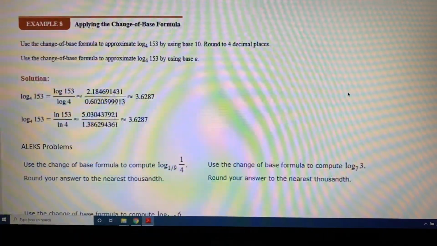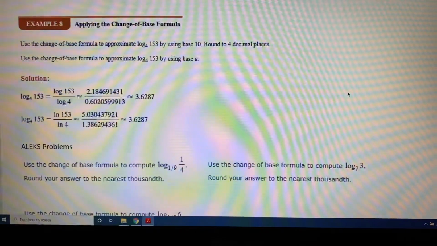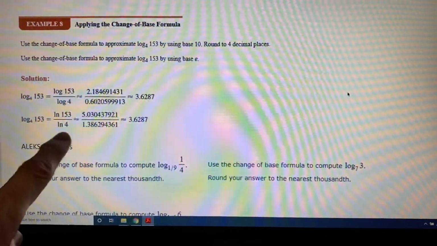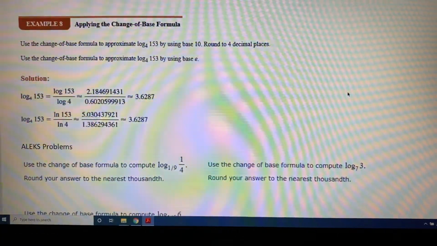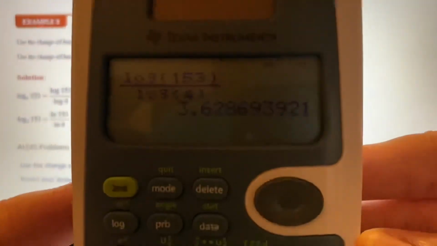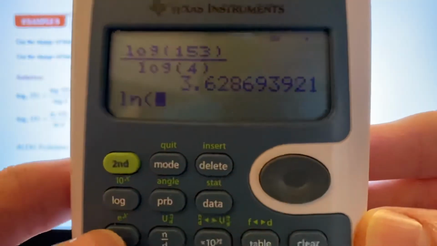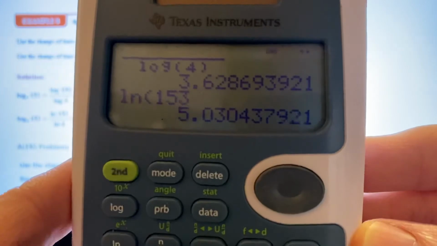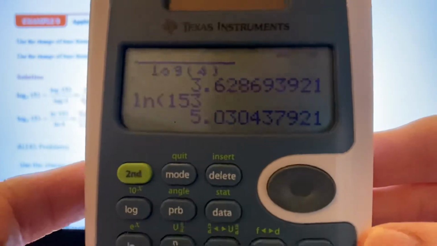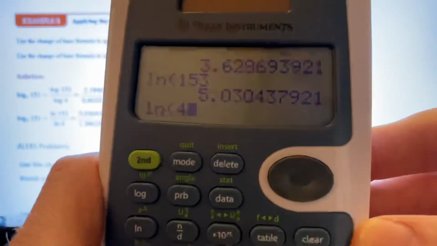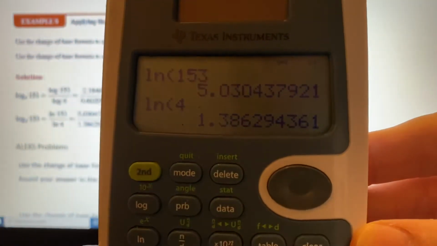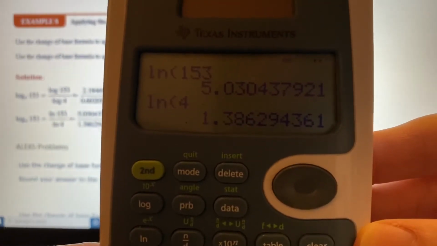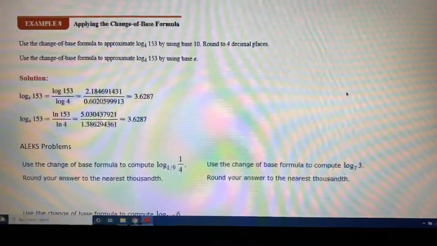Okay, we're now going to do the same process, but we're going to use the natural log instead. So we need to rewrite this. Log base 4 of 153. The up goes up and the down goes down. So in the numerator, I need to know what is the natural log of 153. So we go to our calculator and we push the natural log button. The natural log of 153 is 5.03043791. It's exactly what our book says. And the natural log of 4 is 1.386294361. Again, that matches the book perfectly. And if we divide those two numbers and round to 4 decimal places, we're going to get 3.6287.